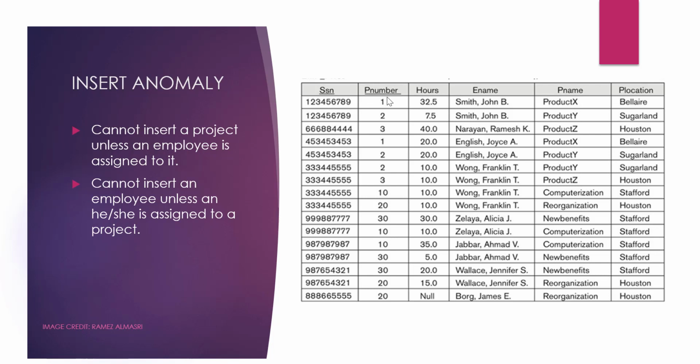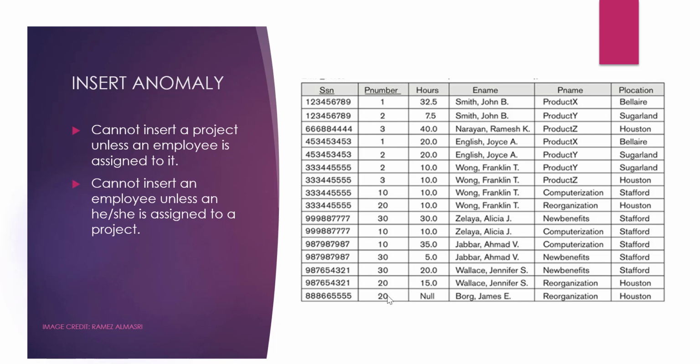So this employee is working on project 1 and project 2, and project 1 we have this employee working on it. So we have a composite primary key. The problem will happen when we try to insert a new project. Let's say we want to insert a project with the ID 50.